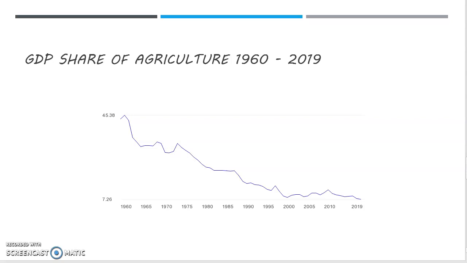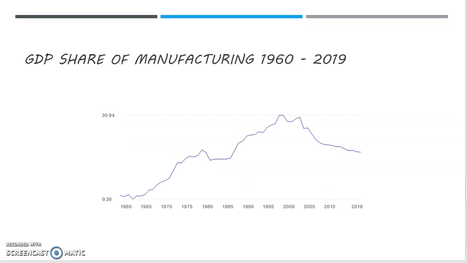Let's take a look at the GDP share of manufacturing from 1960 until 2000. For the GDP share of manufacturing, it began with less than 10% of the GDP share in 1960. Then it reached a maximum of nearly 31% in 1999.